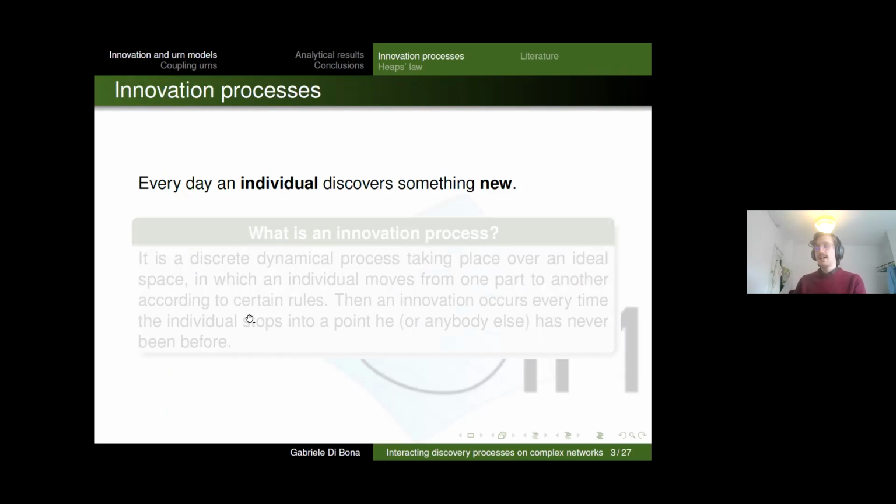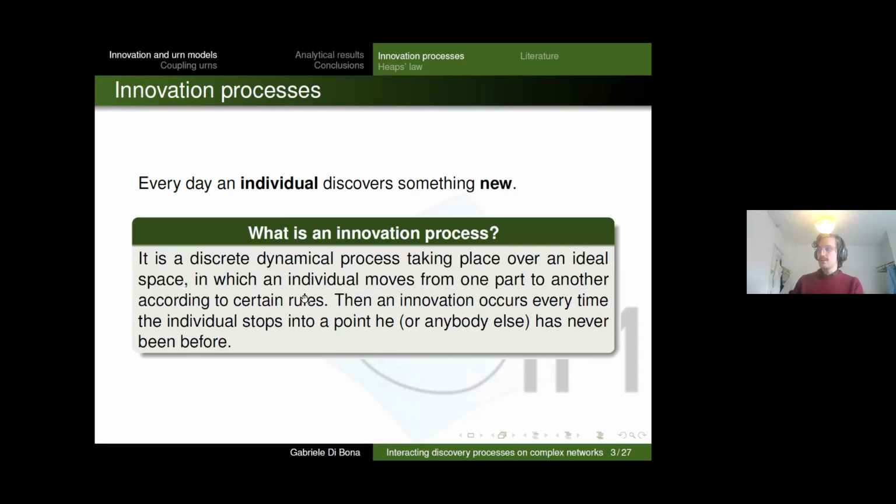So the first thing we need to understand is what is an innovation process. We all know that we discover something new, right? It's something that happens to every one of us, even though it's not an innovation for everyone, but maybe we listen to a new song, right? So how can we describe this in a mathematical way?